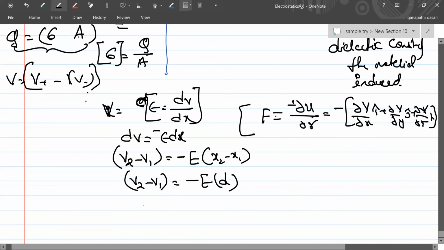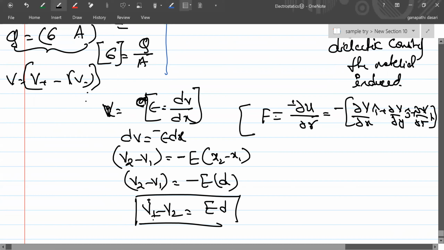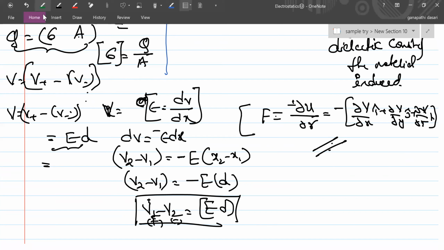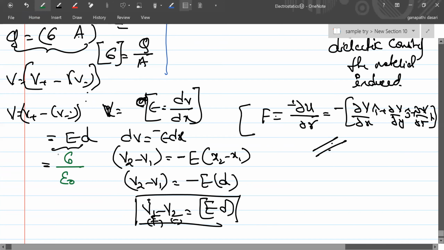That means V1 minus V2 will be Ed, multiplying by minus on both sides. That is the potential difference between the positive plate and the negative plate, which is Ed, because the left plate, which is positive, is at higher potential. Otherwise V2 minus V1 is actually minus Ed by this formula. Now the potential difference V is equal to V plus minus V minus is equal to Ed. The electric field due to a conducting sheet, which we have studied in the previous classes in electrostatics, is sigma by epsilon naught, so V is sigma by epsilon naught into d.